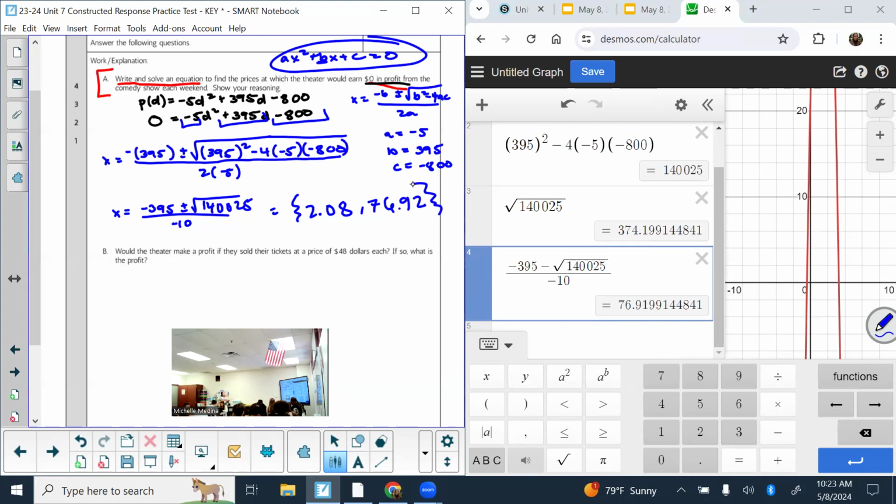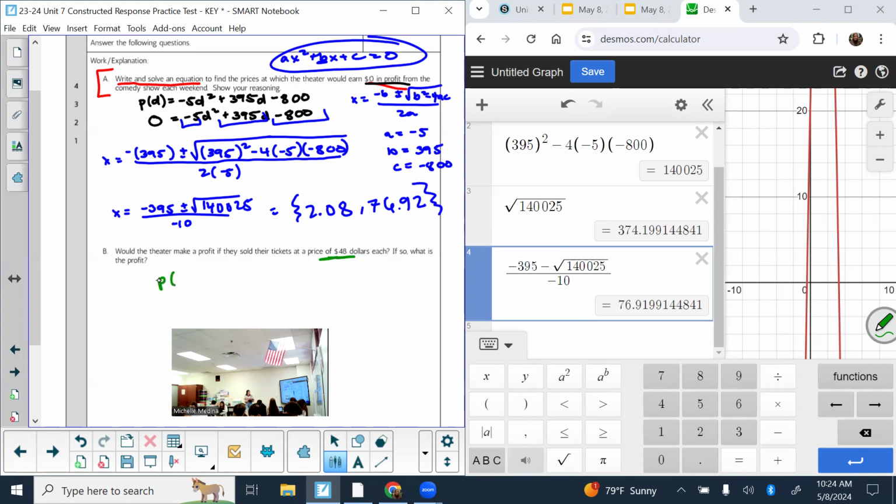Okay. Last part of number 3 under constructed response, it says, would the theater make a profit if they sold their tickets at a price of $48 each? So do I plug in that 48 for the P of D or just the D? Are they asking me to figure out when the profit is 48 or when the price of the ticket is 48? One, two, three. So plug it into D only.